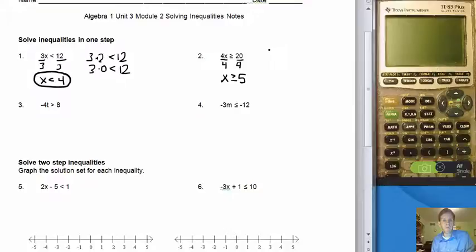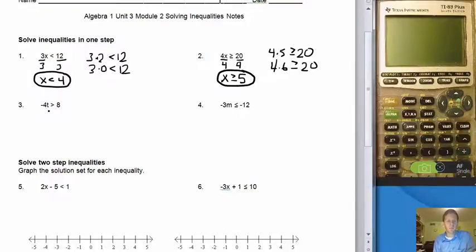If you try the number 5, for example, 4 times 5 is greater than or equal to 20. Yeah, 20 is equal to 20, so it makes the statement true. Pick something bigger than 5, like 6. If I choose 6 for x, 4 times 6 is 24. That is greater than or equal to 20, so I do have a correct answer.